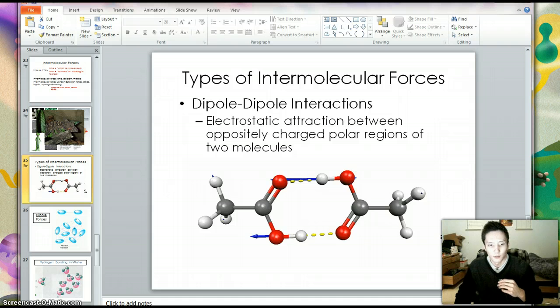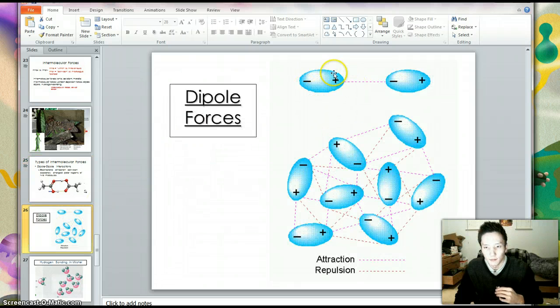So there are three types of intermolecular forces. We briefly covered the first one, so let's just start over. We talked about dipole-dipole interactions, and this is when we have molecules that demonstrate dipoles.